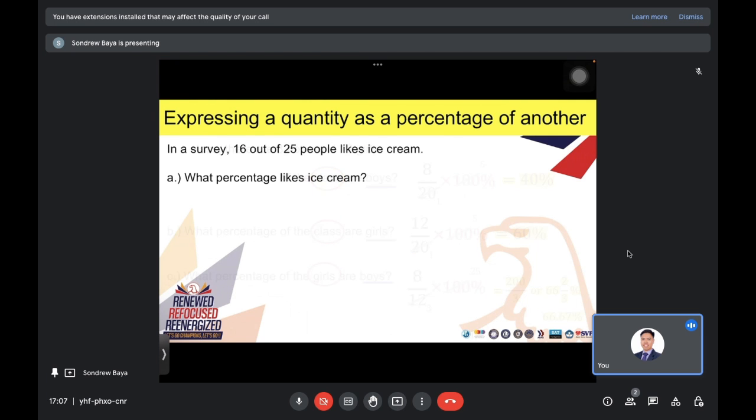In a survey, 16 out of 25 people like ice cream. So what percentage likes ice cream? So here we're looking into the number of people who like ice cream out of the total people in the survey.